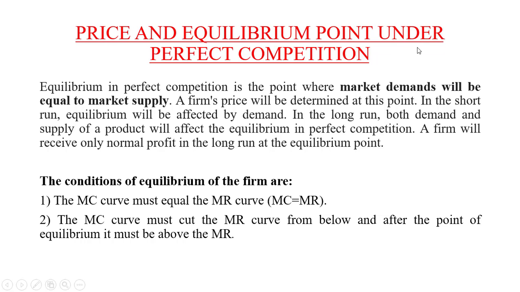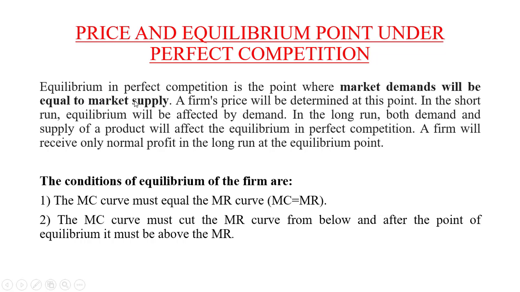So price and equilibrium point under perfect competition, how the price and the equilibrium point is determined under perfect competition. The equilibrium point means when the demand and the supply curves are intersecting with each other. That means the demand and the market supply have to be equal. Equal means it is in equilibrium. A firm's price will be determined at this point, meaning when the market demand is the same as the market supply, then we say that the firm can decide a price for its product and it will reach the equilibrium point.